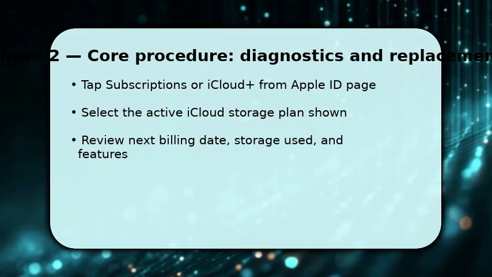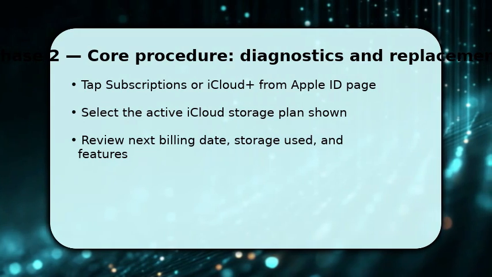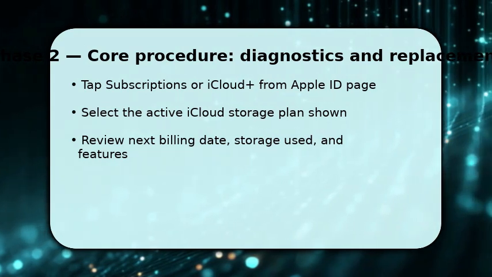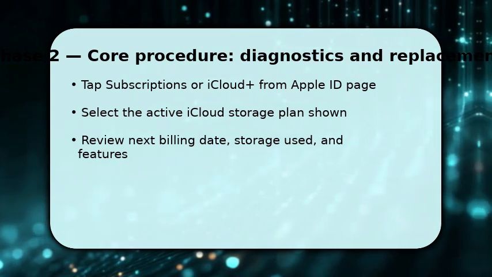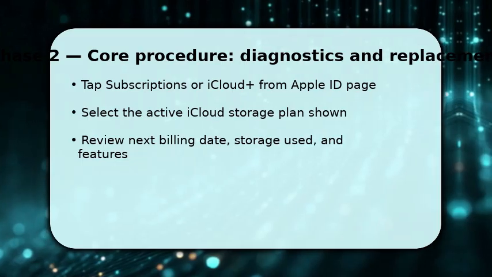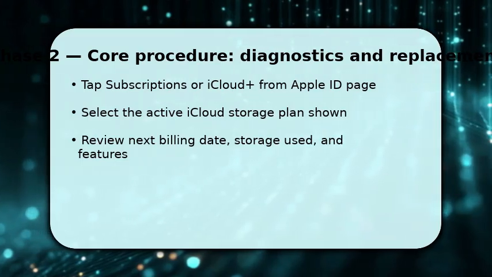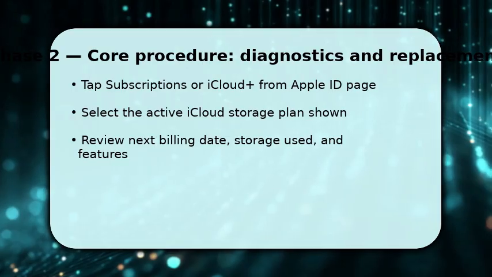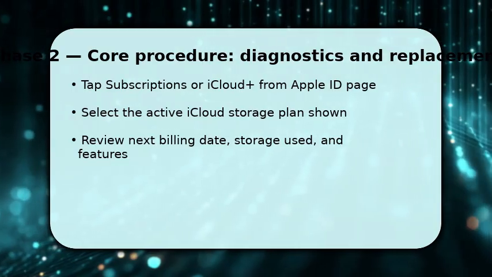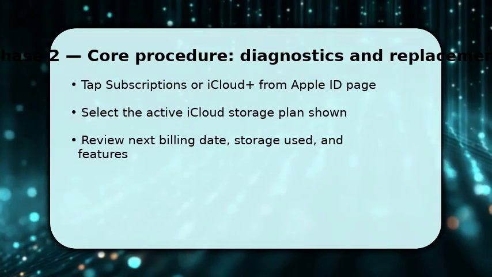Next, tap Subscriptions or iCloud Plus in your Apple ID settings. This shows recurring plans. Choose the active iCloud storage plan to see options. This is where Apple lists downgrade or cancel actions. You'll see the next billing date and current storage use. Read that to avoid data loss.